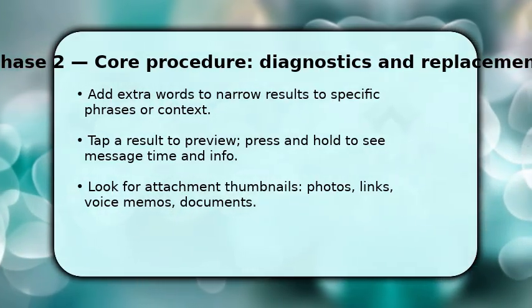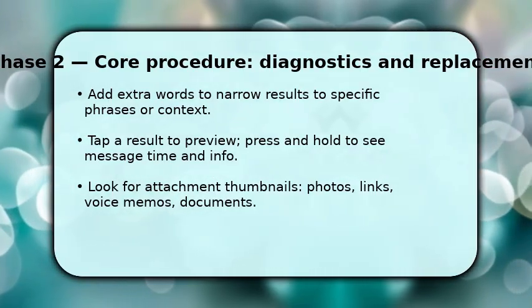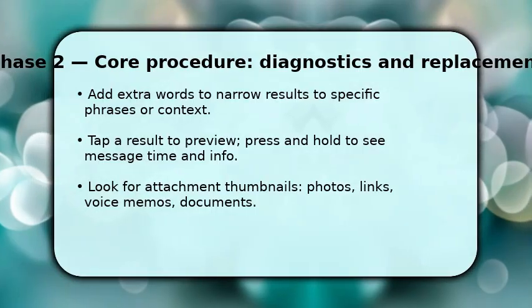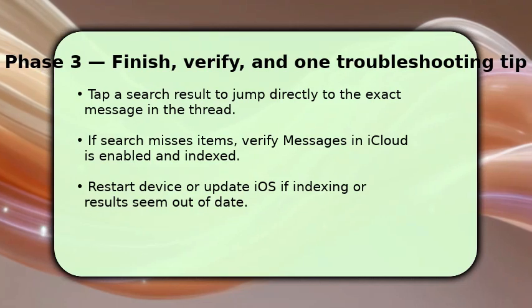If you want only one contact, type their name first, then your keyword, so the search prioritizes that sentence. Tap the result to open the conversation at the exact message. This lets you read context and reply immediately.